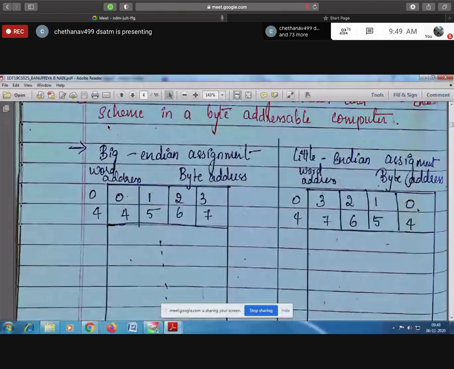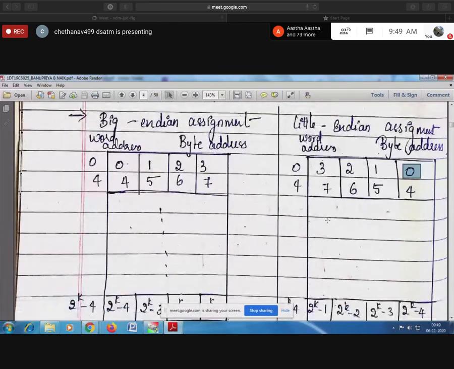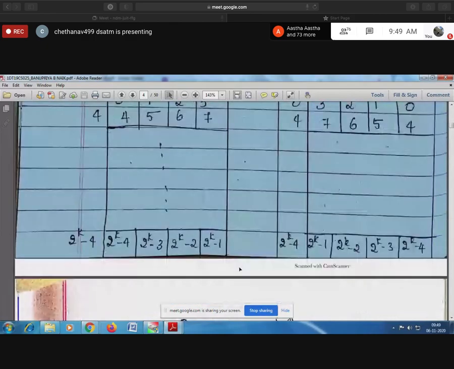Least address location, or least byte address, will store the least significant byte of data. Here, the least byte address will be used to store the most significant byte of data. That's all. So that's about least significant bit that you have to represent in the diagram properly.